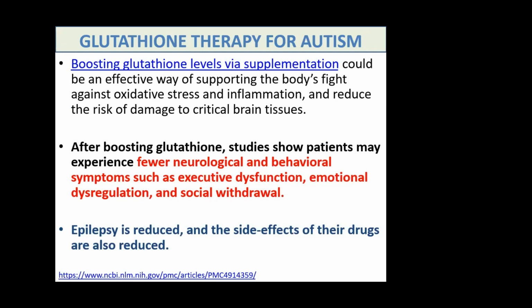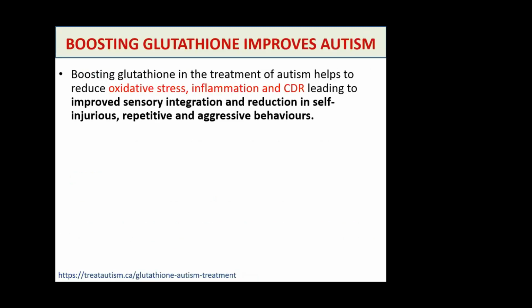From all this, we know that boosting glutathione levels via supplementation could be an effective way of supporting the body's fight against oxidative stress and inflammation and reducing the risk of damage to critical brain tissues. We also know it improves the gut microbiota. After boosting glutathione, studies show patients may experience fewer neurological and behavioral symptoms, such as executive dysfunction, emotional dysregulation, and social withdrawal. Epilepsy is reduced, and the side effects of the drugs are also reduced.